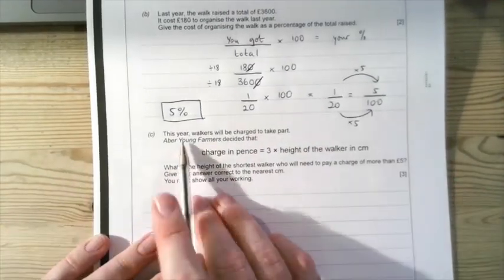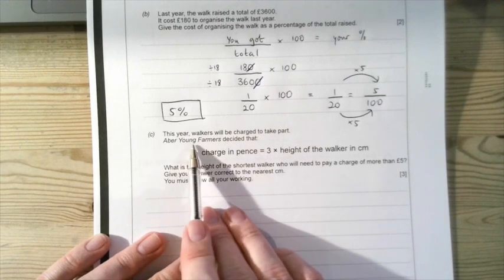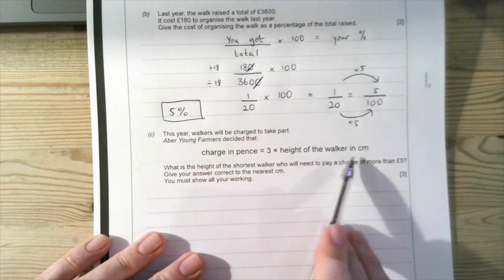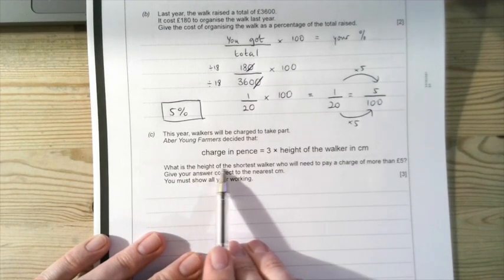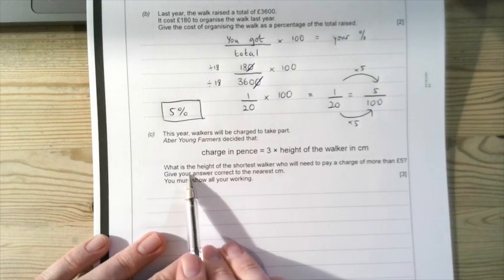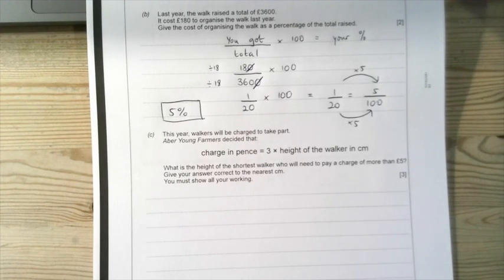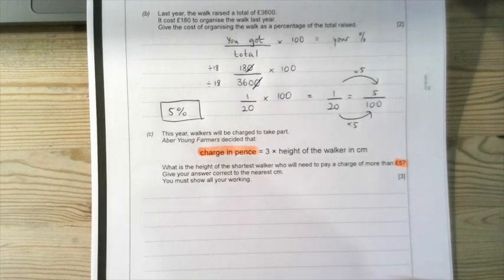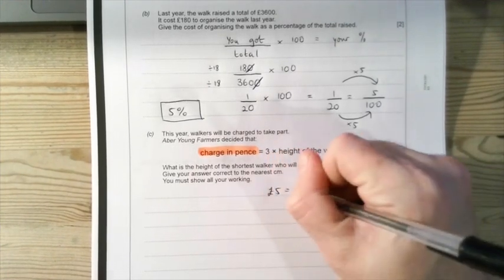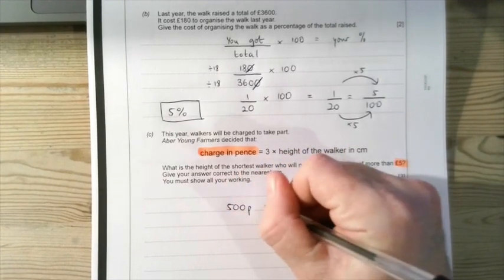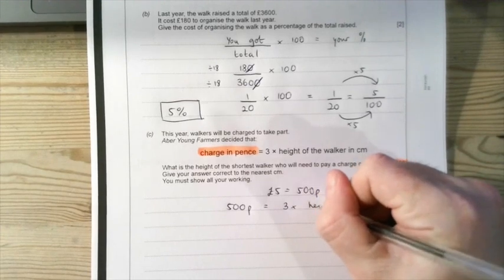Part C. This year, walkers will be charged to take part. Abbey Young Farmers decide that the charge in pence is equal to 3 times the height of the walker in centimetres. What is the height of the shortest walker who will need to pay a charge of more than £5? You must give your answer to the nearest centimetre. Well, probably the key thing to spot here is they've given a charge in pence and they've told us that in pounds. So we need to change that £5 into pence, so 100 pence in a pound, so 500p. So I need that to be at least 500p is equal to 3 times the height of the walker.